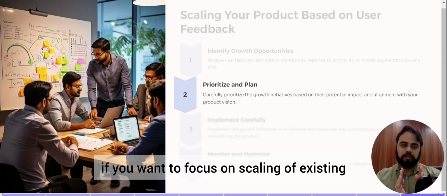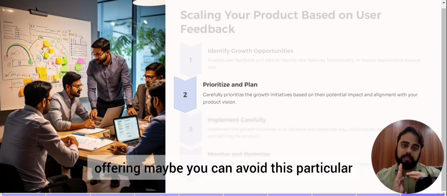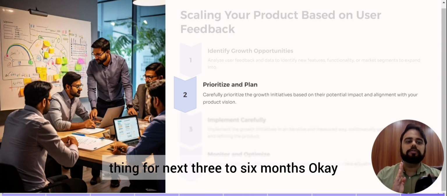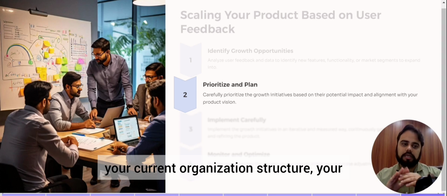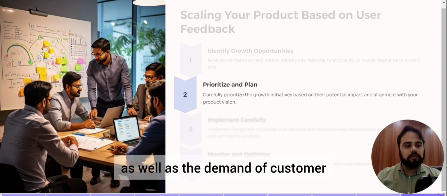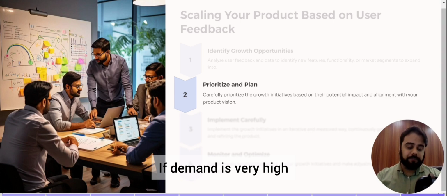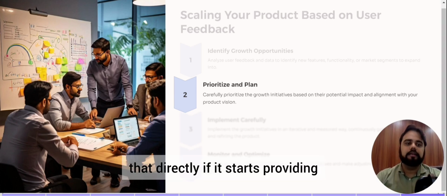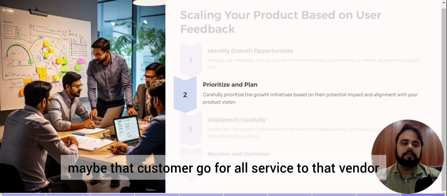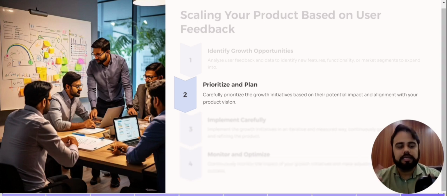Means if you want to focus on scaling of your existing offering, maybe you can avoid this particular thing for the next 3 to 6 months. Okay, so this is something you have to do as per your current organization structure, your people, your team, as well as the demand of customers. If demand is very high, do a vendor tie-up, deliver that service, and do an NDA with that vendor, so that if they provide directly, maybe that customer will go for all services to that vendor. So you have to make sure of that.